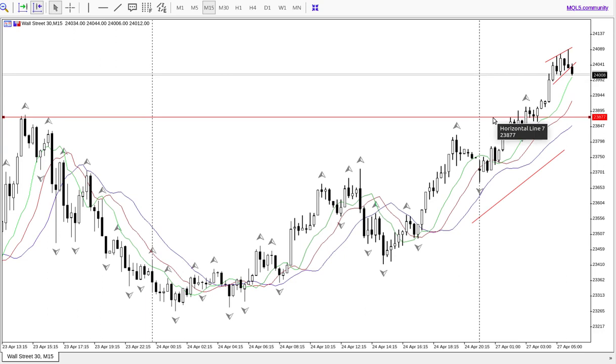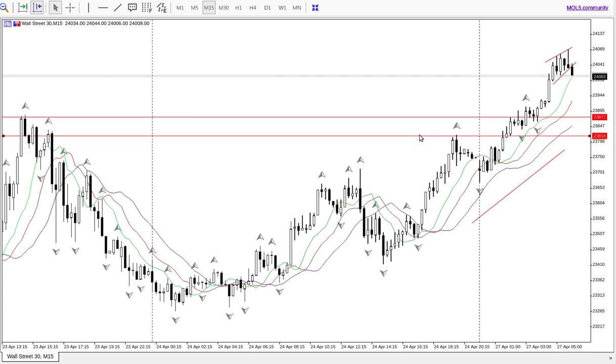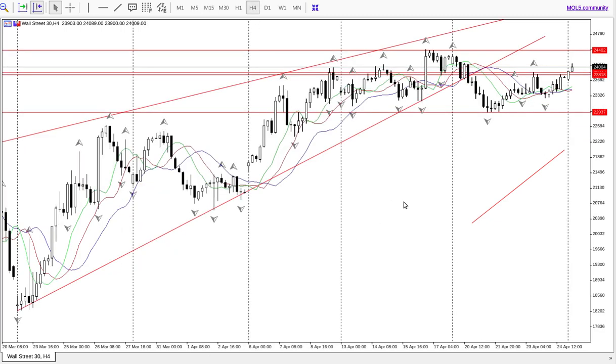23877. That's the area I'm looking at. And then the next one that I'll look at is the high of Friday, which is pretty much that area there of 23818. And on the 4 hour, they are right there on the 4 hour as well. Okay, so anyway, guys, probably going to be keeping my money in my pocket, so I don't see any opportunities to trade this right now.